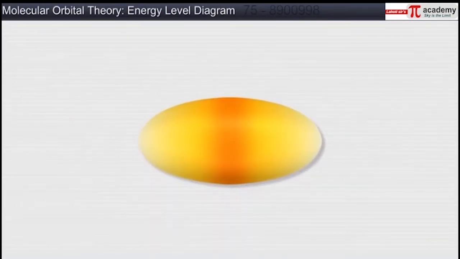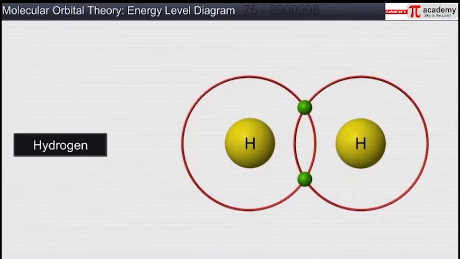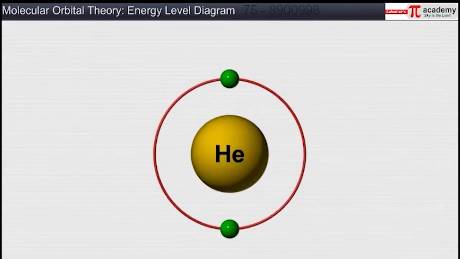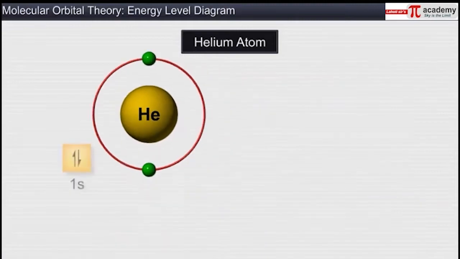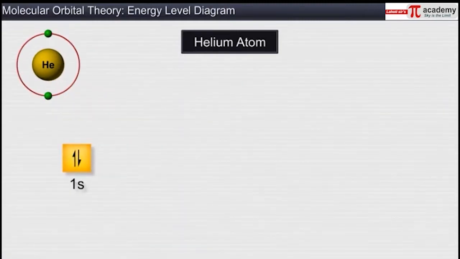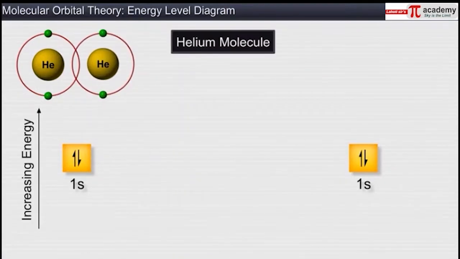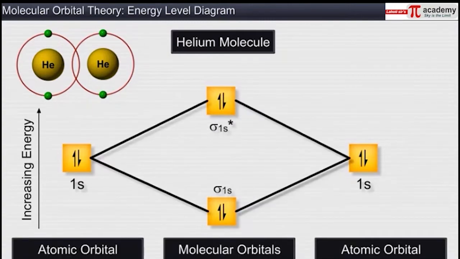Molecular orbitals not only help us determine the stability of molecules such as hydrogen, they also help us understand why certain molecules such as the helium diatomic molecule do not exist in nature. You see, helium atom has two electrons in its 1s orbital. When two helium atoms come together to form a molecule, the 4 electrons would be distributed across both sigma bonding and sigma star anti-bonding molecular orbitals.